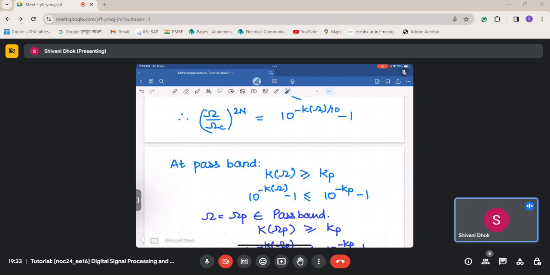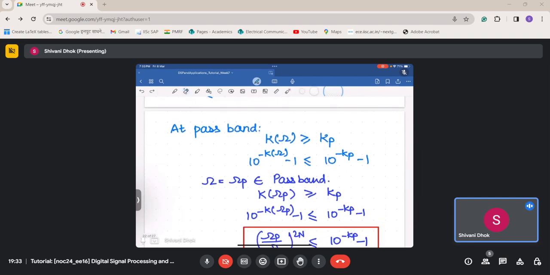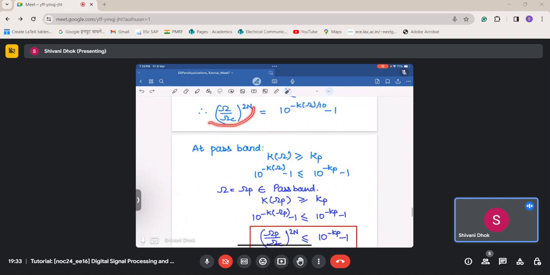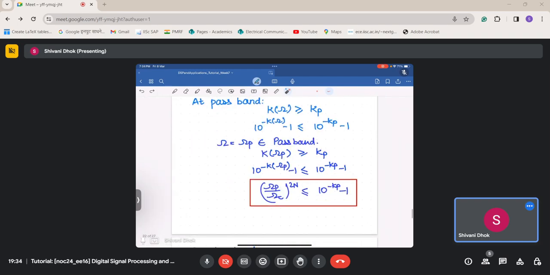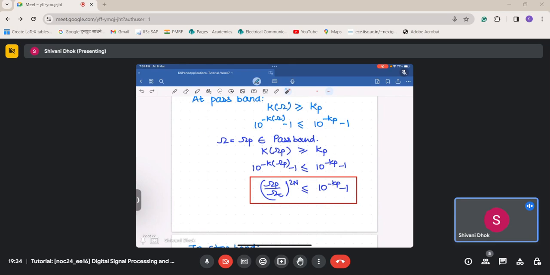Now omega p belongs to passband. It's my passband edge. It is a part of passband, and therefore if I substitute omega equal to omega p, K of omega p will be greater than or equal to Kp. So 10 to the power minus K of omega p by 10 minus 1 will be less than or equal to 10 to the power minus Kp by 10 minus 1. And this quantity here is simply this evaluated at omega equal to omega p. So this is omega p by omega c to the power 2n less than or equal to 10 to the power minus Kp by 10 minus 1.